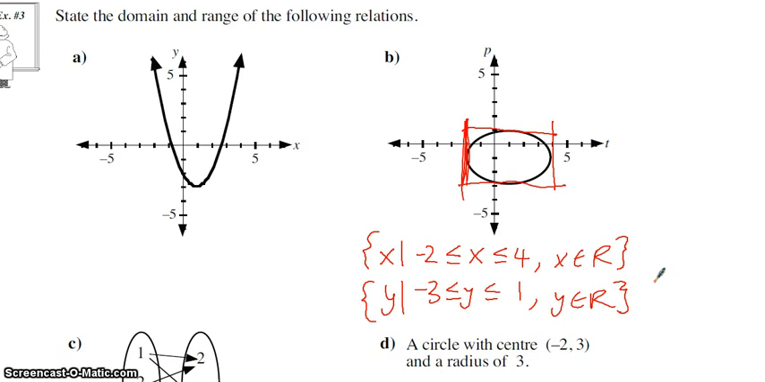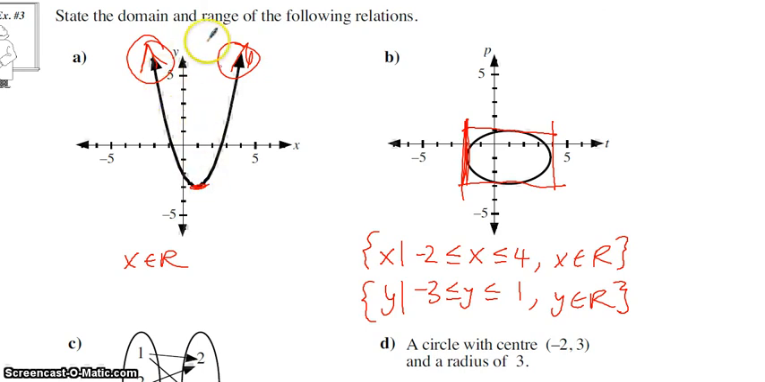All right, let's come back to A. A is harder because this means it goes on forever. Very abstract. So go to the left forever, go to the right forever. So x is just all real numbers. Does it make sense? Go to the left forever, go to the right forever.